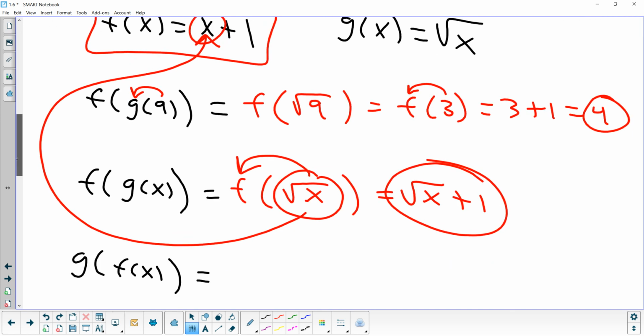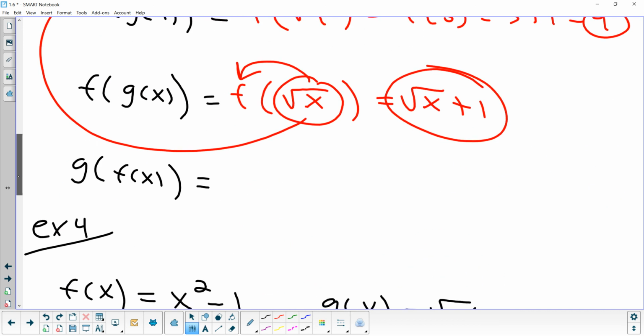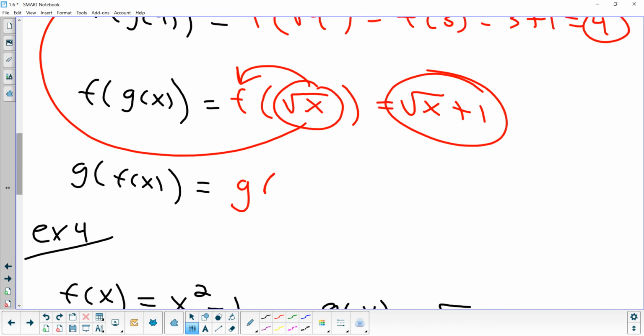Okay, let's try it the other way. G of f of x. How about Zach? What's f of x? X plus 1. Yep, x plus 1. So g of x plus 1. So take this entire thing and put it into g.